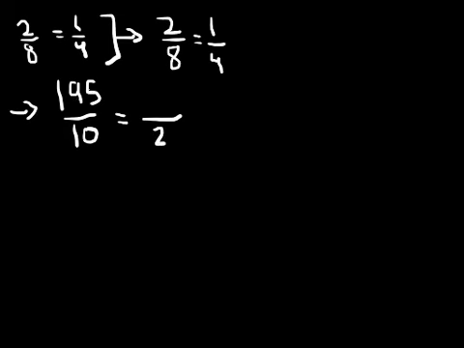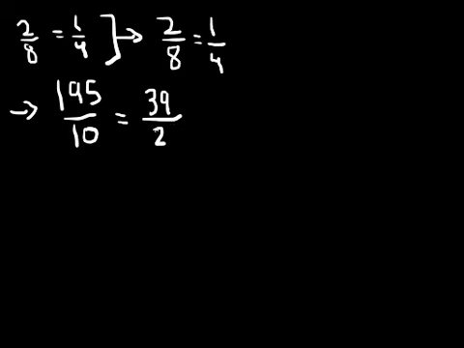Now I look at the top. Okay, I know that that's divisible by 5 because it ends in a 5. All multiples of 5 end in 0 or 5. So I punch in my calculator, 195 divided by 5, and I get 39 over 2. Now I can't reduce that anymore.